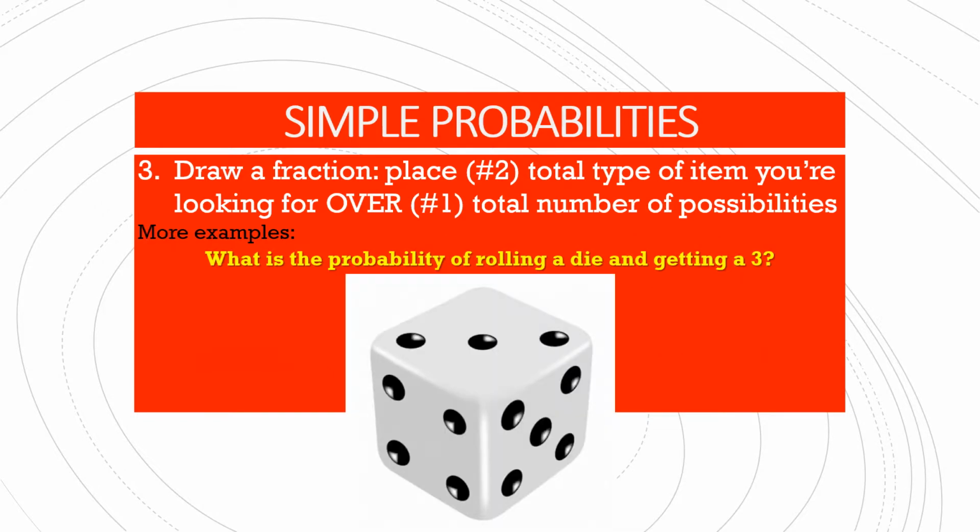Now, what is the probability of rolling a die? That's 1 dice out of a pair of dice is called a die. So rolling a die and getting a 3. And as you can see here in the picture, somebody rolled that die and they got a 3 landing face up. Well, there are a total 6 sides to the die. So let's write 6. 6 is the total number of possibilities. So let's write 6 on the bottom of the fraction. 6 sides.